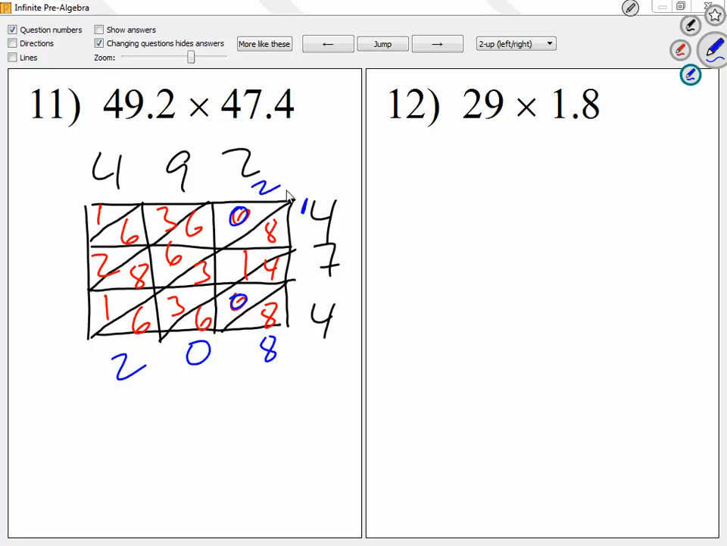That's a 0. 2 plus 6 plus 6 plus 8 plus 1, that's 23. So write down the 3, carry down the 20. 2 plus 3 plus 6 plus 2 is 13.